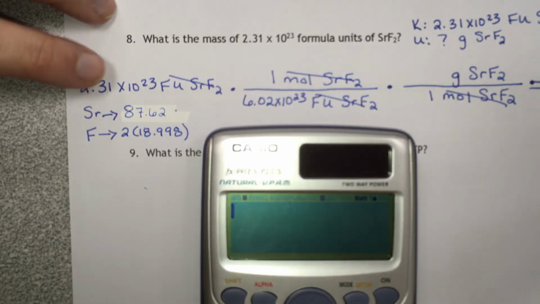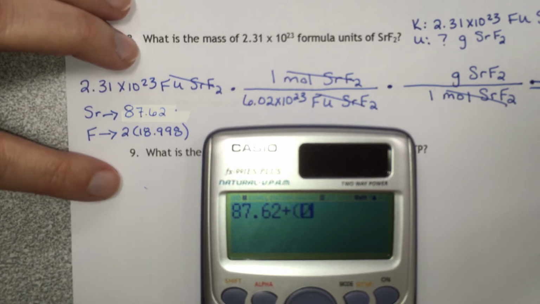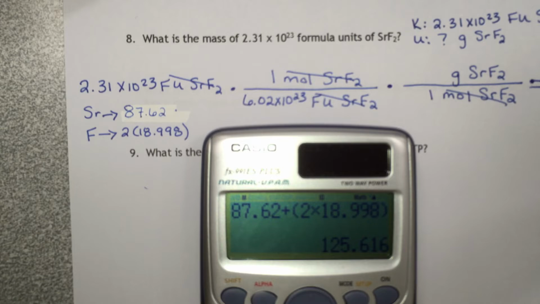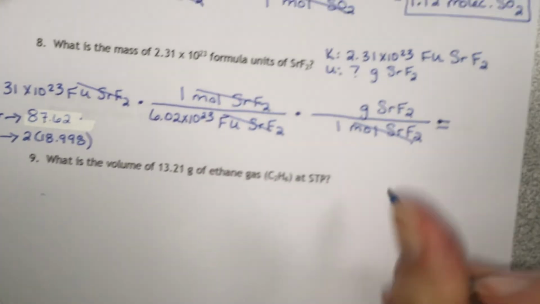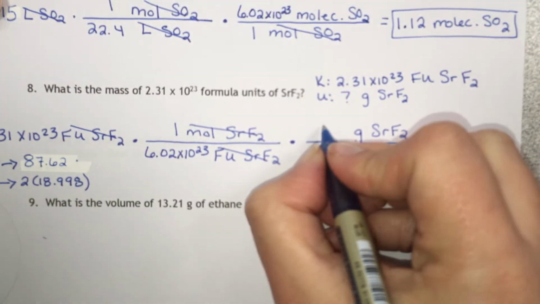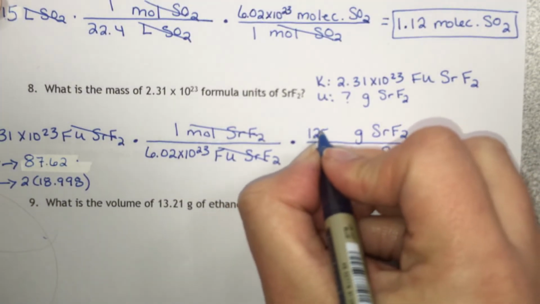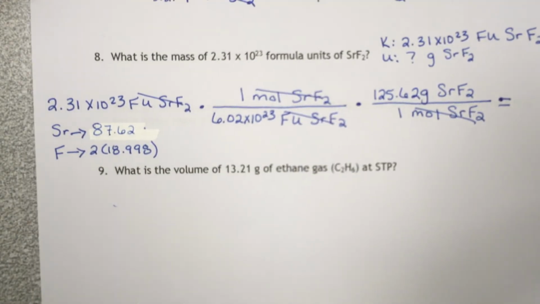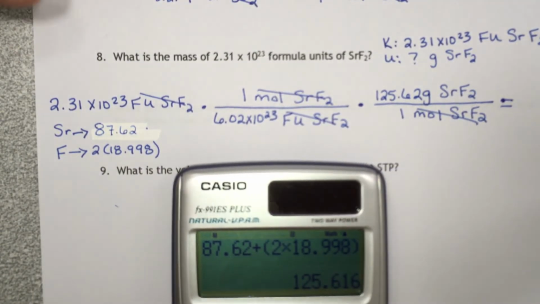Okay, so we have 87.62 plus 2 times 18.998, which is 125.62. So what we put here is 125.62. Now all we have to do is plug these numbers into the calculator, and we have our answer.